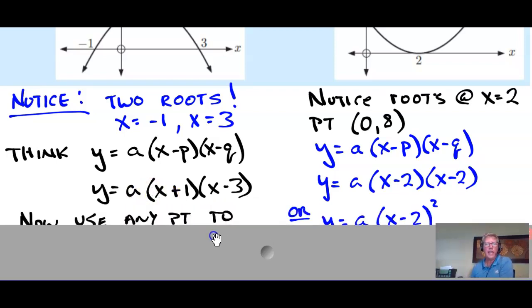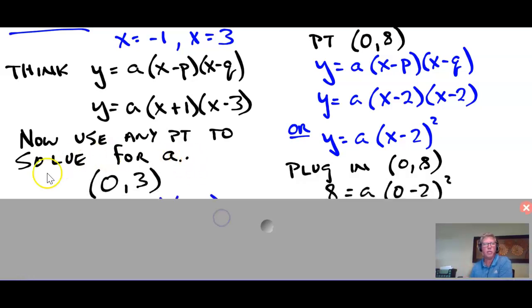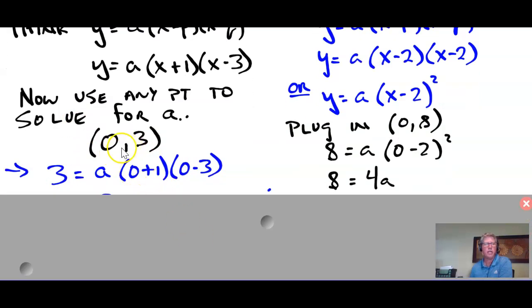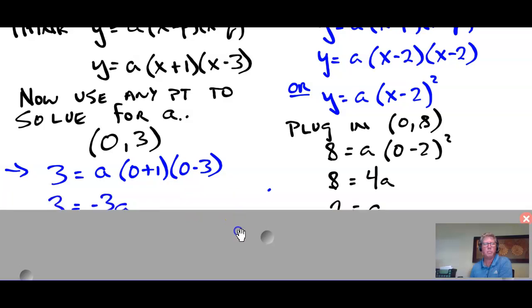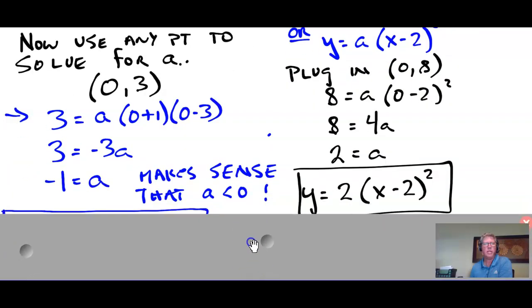To get A, all we need to do is plug in any other point. We don't have to use the y-intercept, we just have to know any other point. In this case, we know (0, 3). So we plug in 0 for x and 3 for y, multiply that out, and we get A equals -1.